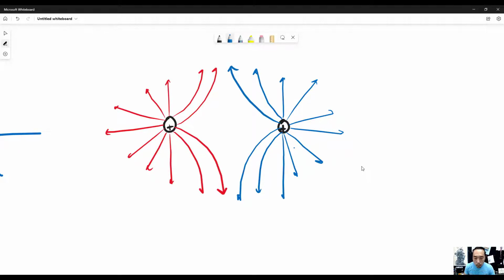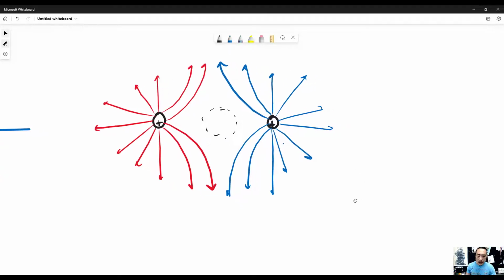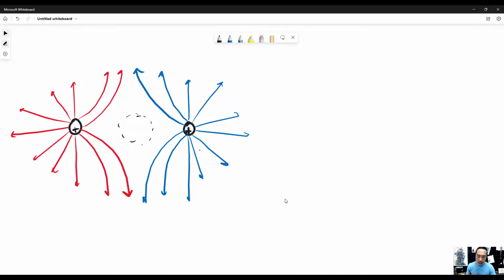Okay, a couple of important things I want to highlight is right here in the middle. Notice that there are no E-field lines. Okay, so all the field lines there are, they actually cancel out. Okay, so this is how you would draw two like charges. Let's go into the idea of why this happens.